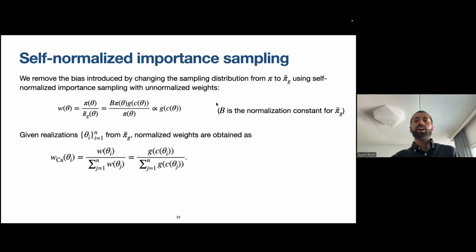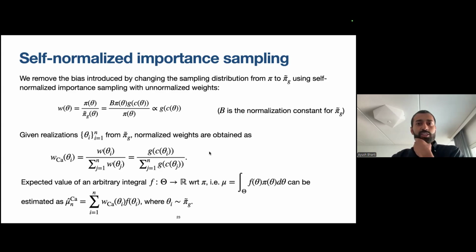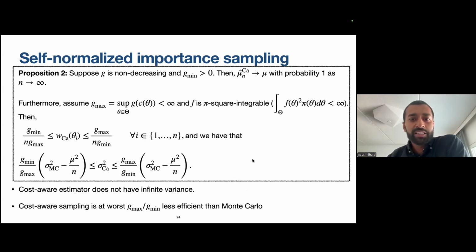Since we don't want to find this B, which is this normalization constant, we can use self-normalized importance sampling, which is basically this. You divide by the sum of all the weights. So how do we use self-normalized importance sampling? Let's say you are interested in the expectation with respect to pi of some function f. Then the self-normalized importance sampling estimate would be the weights times this f, where these weights now come from your proposal instead of your pi. So yeah, that's basically the method.